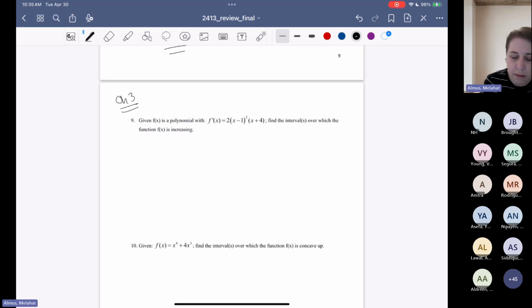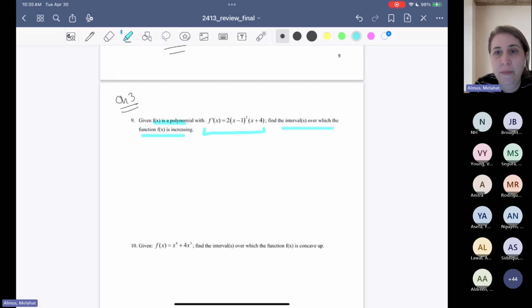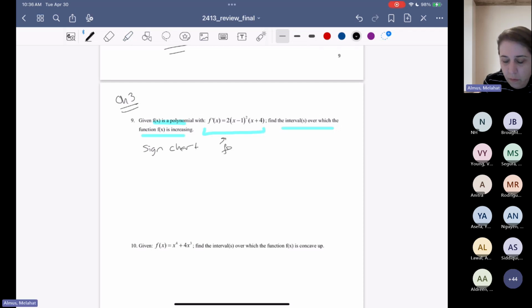Given f of x is a polynomial with the derivative 2 times x minus 1 squared times x plus 4, find the intervals over which the function is increasing. The function is increasing when the derivative is positive, decreasing when the derivative is negative. So basically, you want to make a sign chart for f prime. See the zeros of f prime because zeros are what we use on the sign chart.